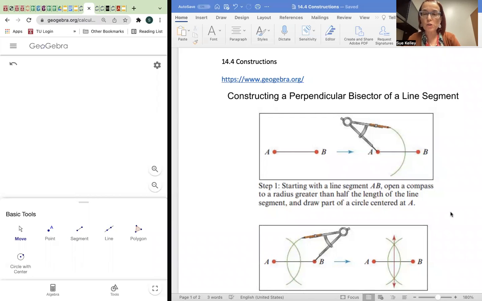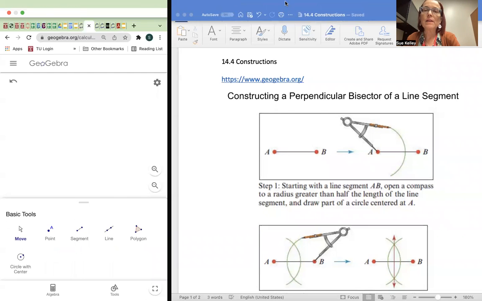So for our first construction, we're going to talk about constructing a perpendicular bisector of a line segment. Before I do the construction, we have to discuss what is a perpendicular bisector.